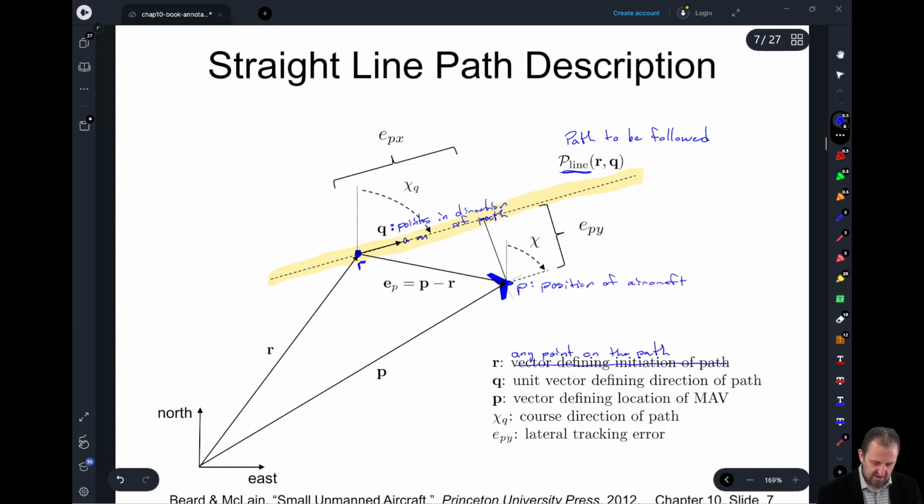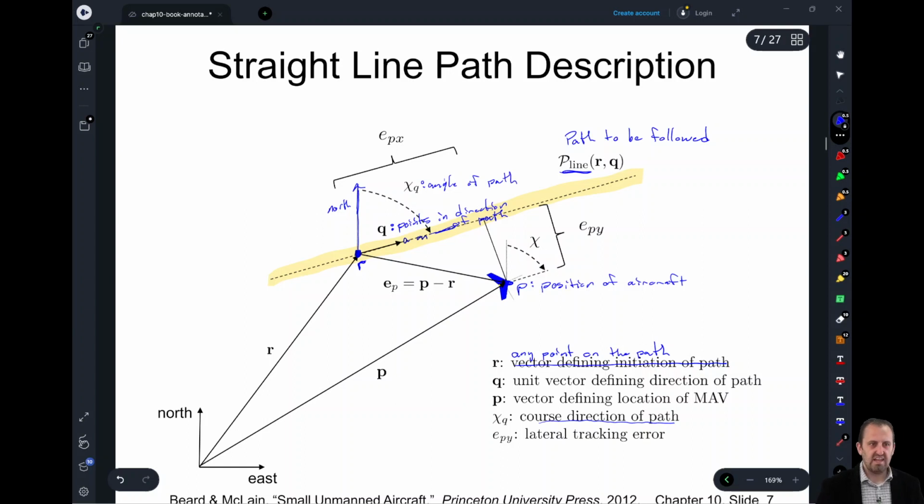Now that's not necessary for defining the line, but for defining the following control law. From our R and Q, we can extract this angle chi sub q, which is just the course direction of the path. So we just measure it from the north axis, measure the angle to get from the north axis down to the line of the path. So this is the angle of the path.